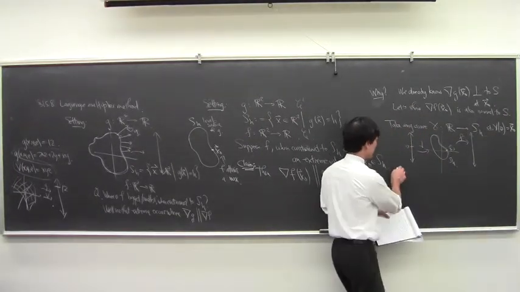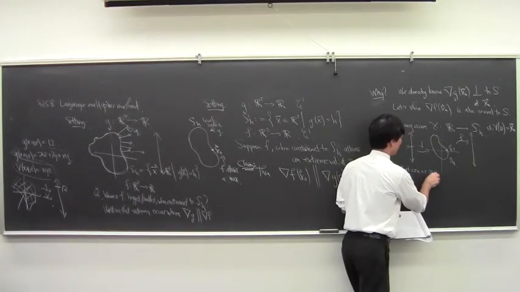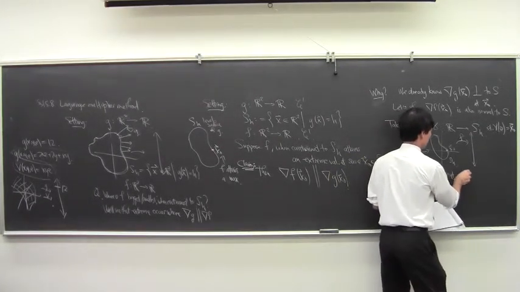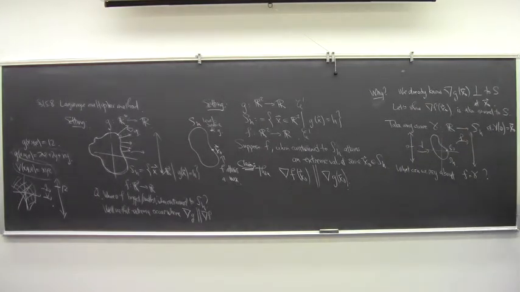Okay. What can we say about the composition f composed with gamma? It's f of gamma at 0. Certainly at time 0, we're going to get f at x0.